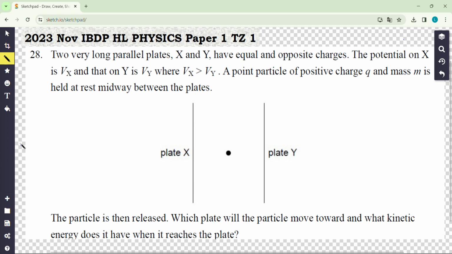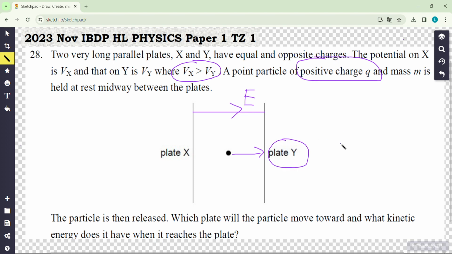Question 28 is about the motion between parallel plates. So first of all, look at here. Vx is larger than Vy, so the electric field points from higher potential to lower potential. So the electric field points to the right. Because the charge is positive, it will follow the electric field and move to plate Y.